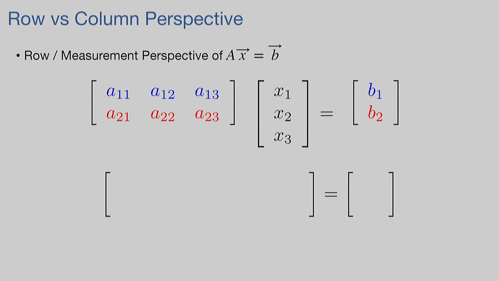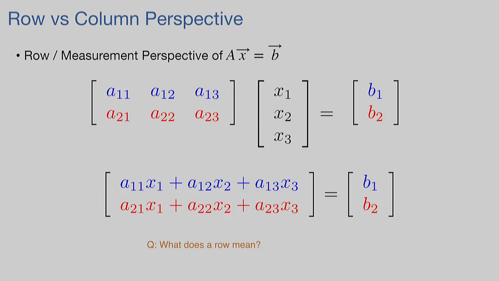So let me color blue. So A11 x1 plus A12 x2. Take a look, I'm writing. A13 x3, and then that equals B1. Isn't that amazing? And then when I do this on the second row, I would get A21 x1 plus A22 x2 plus A23 x3 equals B2. And the question is, what does this row mean when I do this matrix vector multiplication? What does it mean? What is B1?